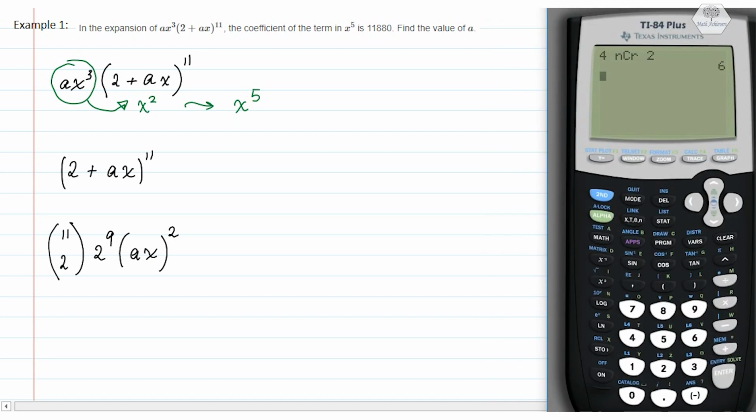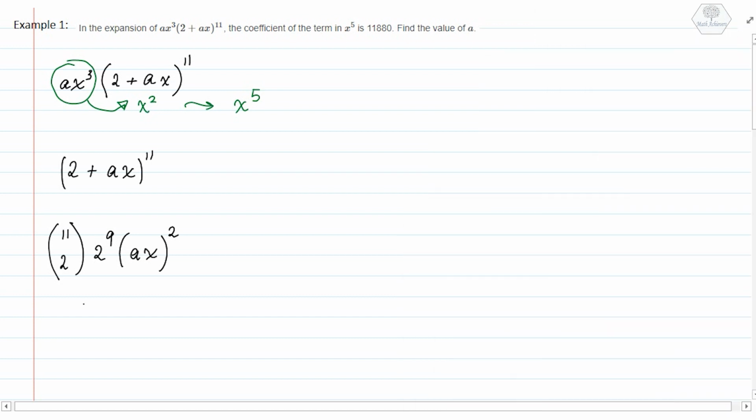We go to our GDC. Now 11, I go math, PRB, then I go choice 3, which is NCR. 11 NCR 2. It's 55. 55, I need to multiply it by 2 to the power of 9. This is 2 to the power of 9. I'm having 28,160. So this value is 28,160 times a squared x squared.